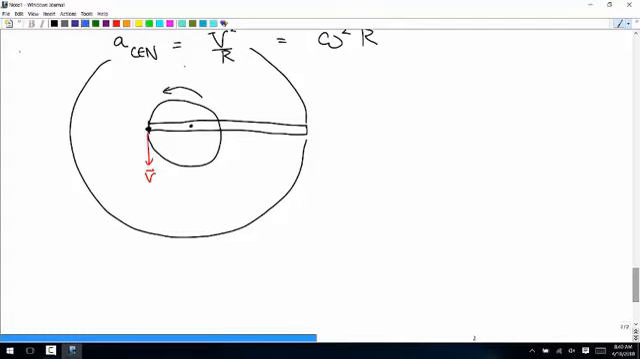Is it speeding up or slowing down? How do you know that? Yeah, because omega and alpha have opposite signs, so the rotation's slowing down. So velocity and tangential acceleration are always going to be opposite each other. So here's the tangential acceleration. Centripetal is always towards the center, so here's the centripetal.